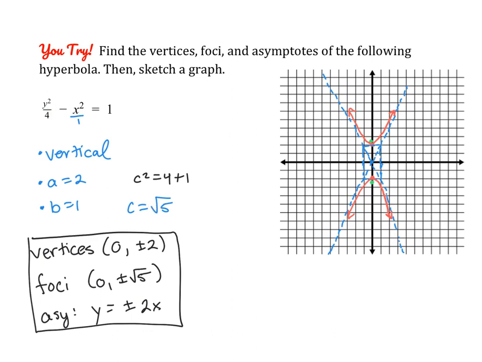So since it's a vertical one, we follow our A value. We go up 2 and down 2 from our center, giving us vertices here. And then we go along that same axis with our C value, so up root 5 and down root 5 to find our foci. And then our B value, if you go to the right one and to the left one, there's your guideline, and that helps you draw in your asymptotes. So again, if you look at what your slope is, my rise is 2, my run is 1. So it's plus or minus 2 over 1x, or just 2x. So positive 2 for this one, negative 2 for the second asymptote.